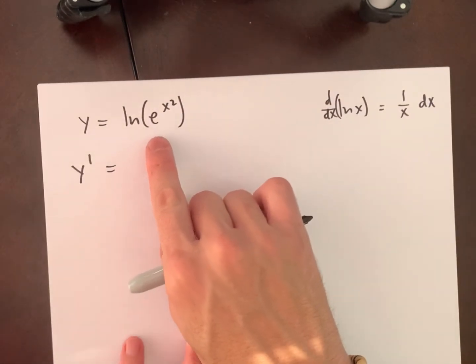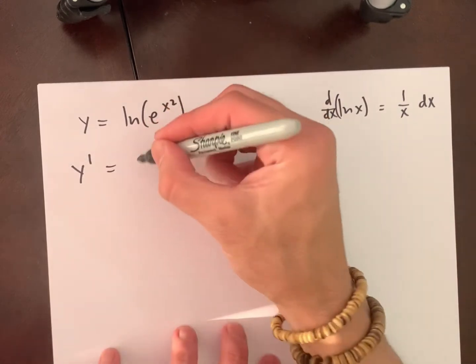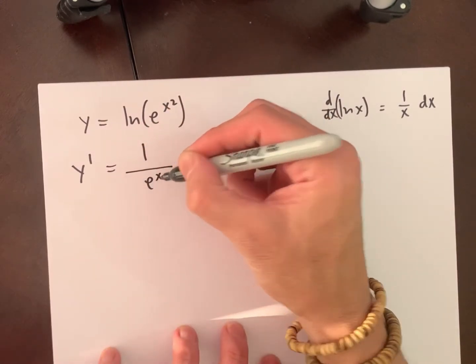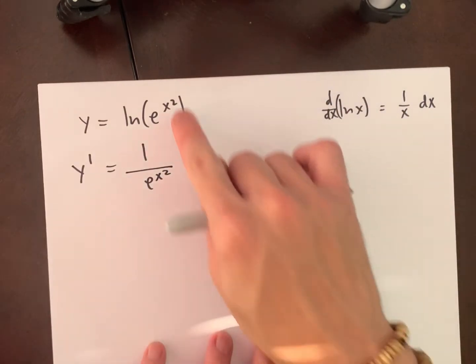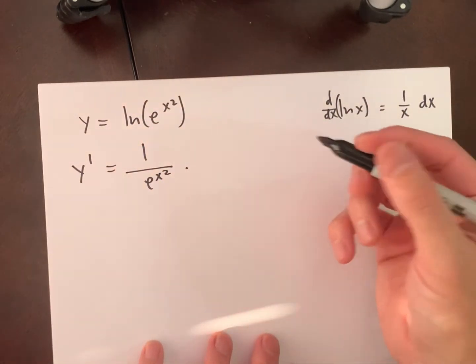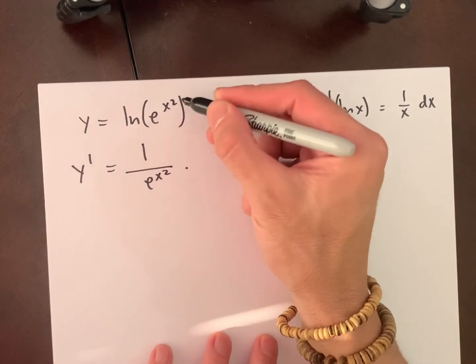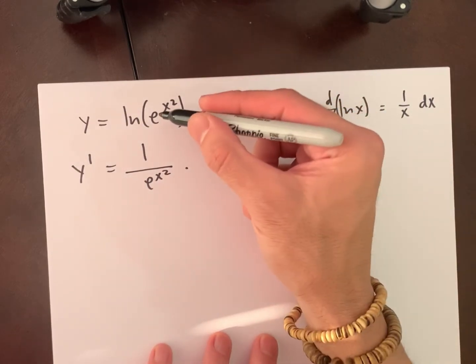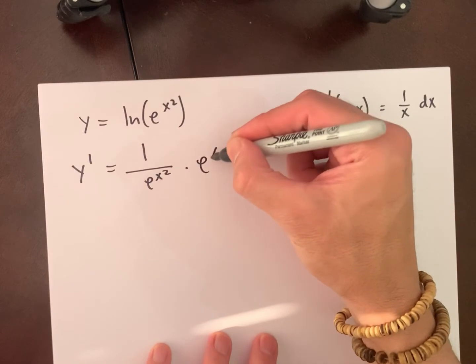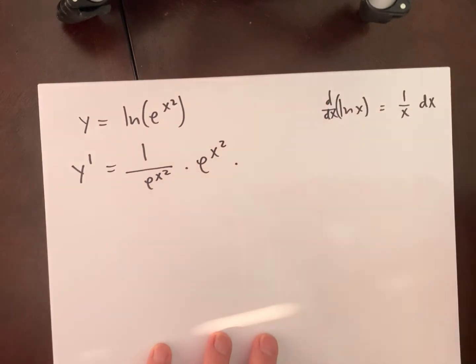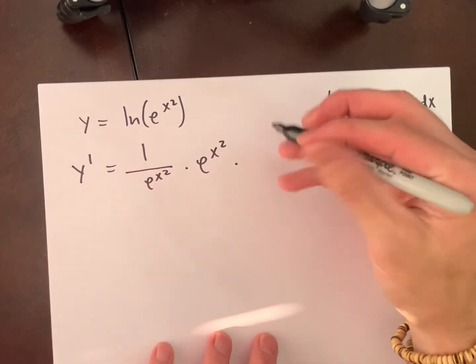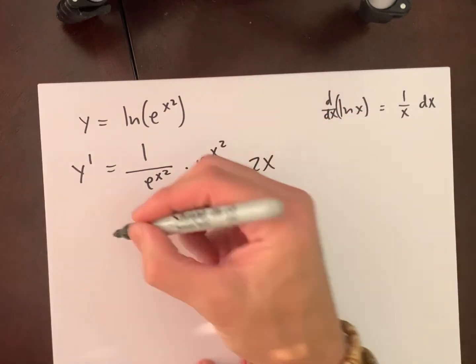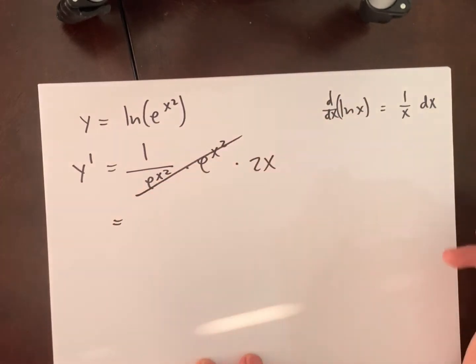So you reciprocate that. Here, the first step is to reciprocate this argument. So it's 1 over e to the x squared times the derivative of the inner part. So the question is, what is the derivative of e to the x squared? Well, the derivative of e to the whatever is itself times the derivative of the exponent, which is 2x. And that's gone. That's nice. So it's just 2x.